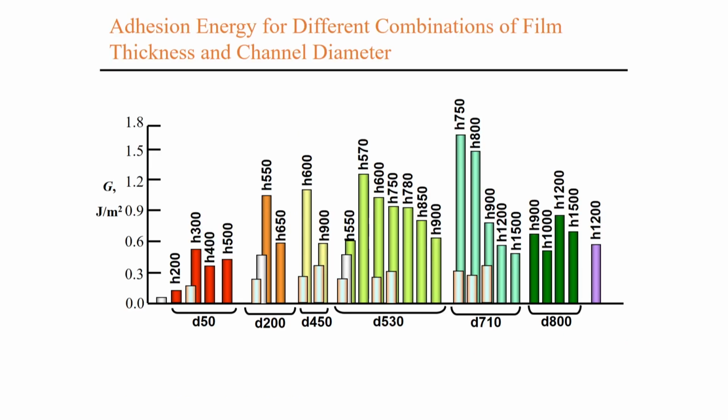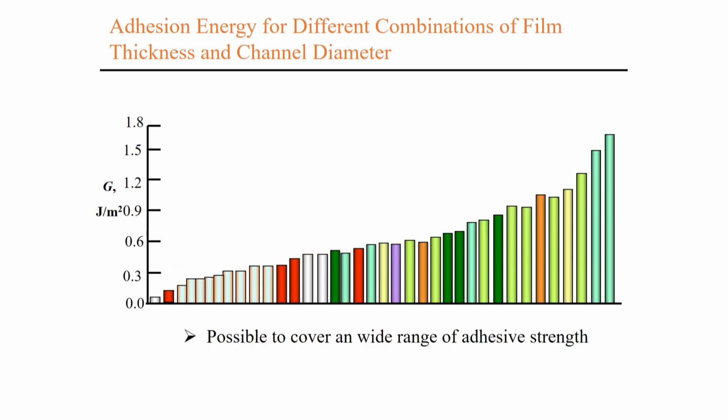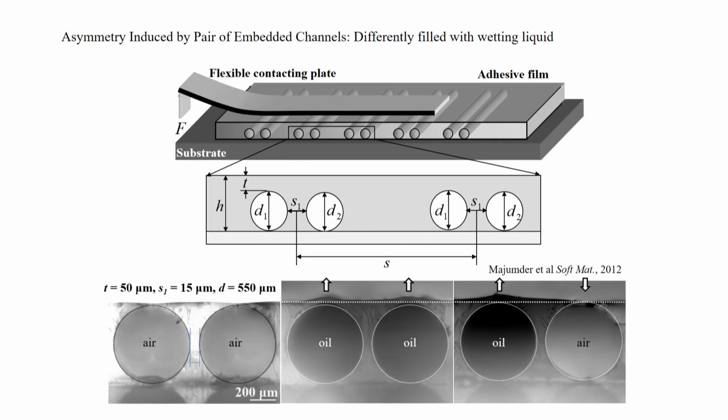So by varying this channel diameter, skin thickness and all that, you can vary the fracture energy of the surface over a very large range, and that is what is shown here. You can actually rearrange these bars and show that from a very small value to a very large value. So you can cover the whole range by using this elastocapillary effect as we have presented here. In fact, we can also do some other things. You can also create a directional adhesion.